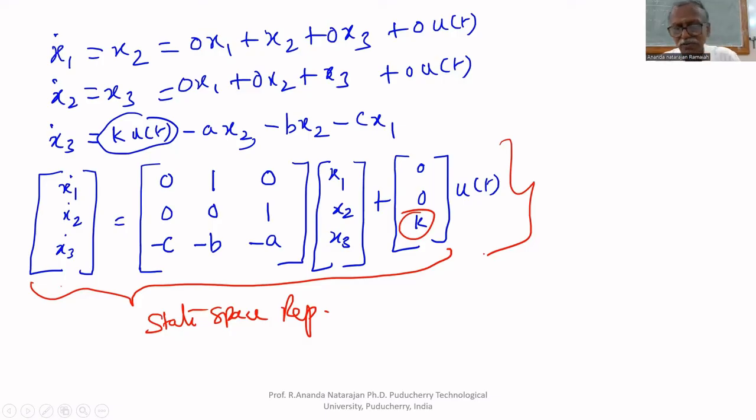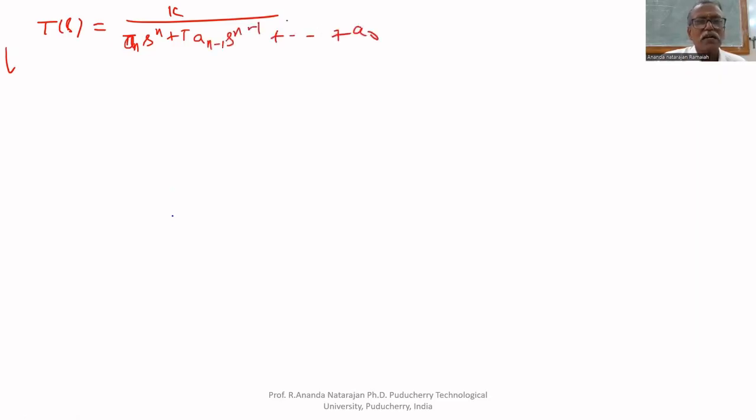So this is state space. If it is nth order, what is the equation? For an nth order system, T of S equals K upon An S power n plus An minus 1 S power n minus 1 plus etcetera plus A naught. Like that you will write.